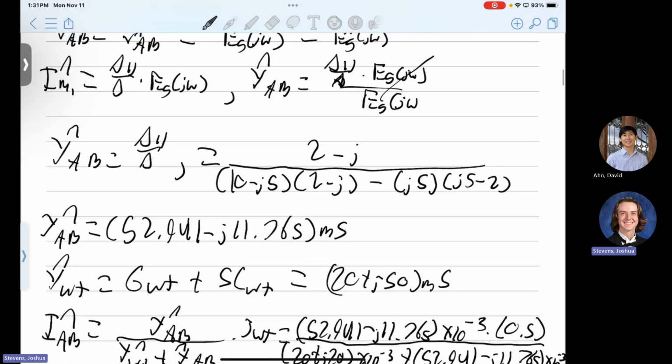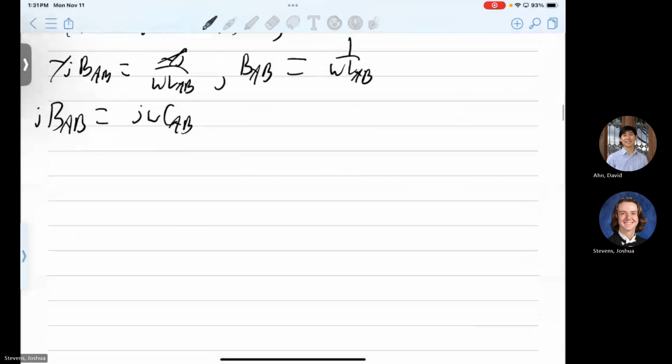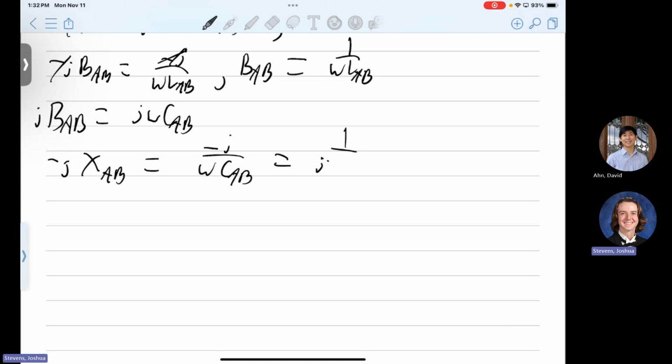And if it was flipped to where you had a negative Z AB, not Z, it'd be X because it's imaginary, so that would equal negative J over omega CAB. Do you agree with that? Because this is the same as saying 1 over J omega CAB.